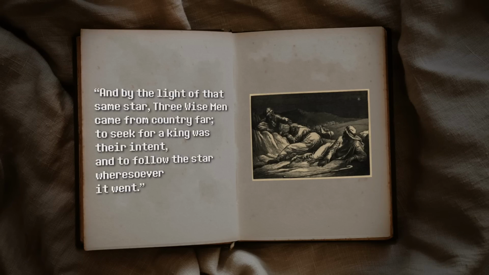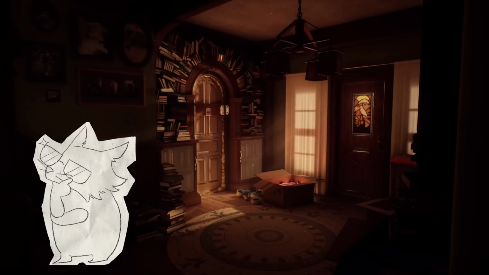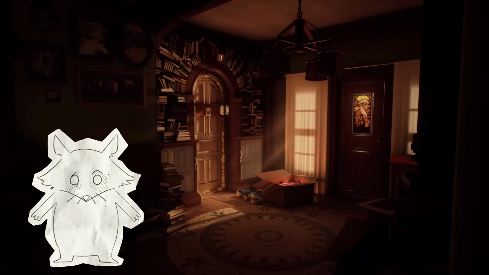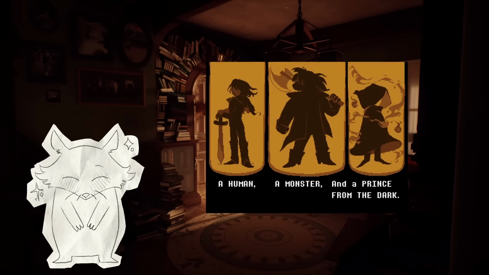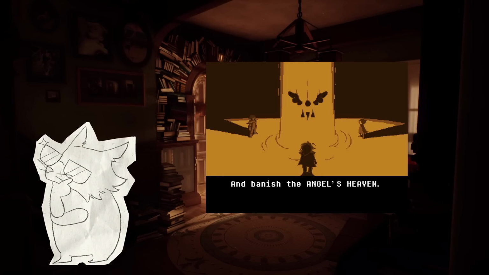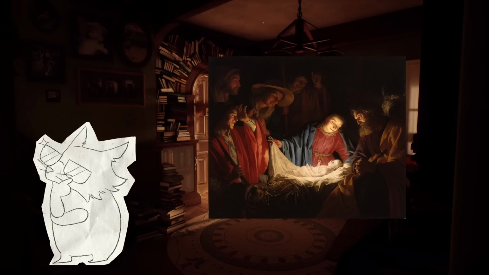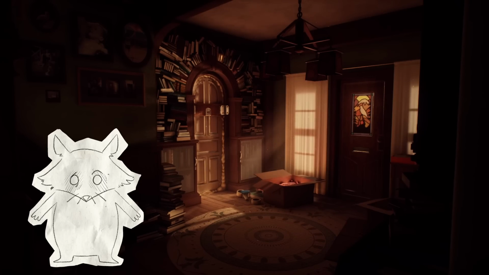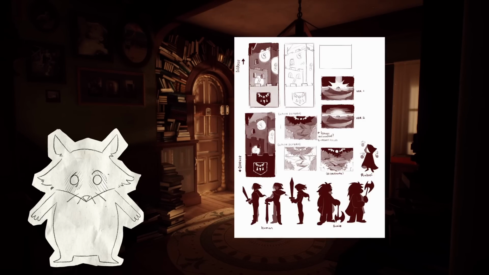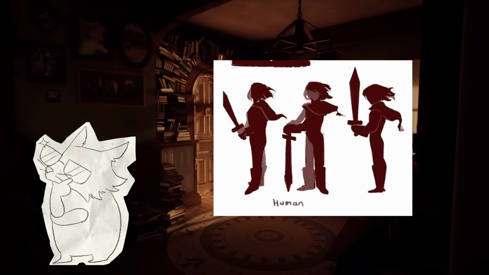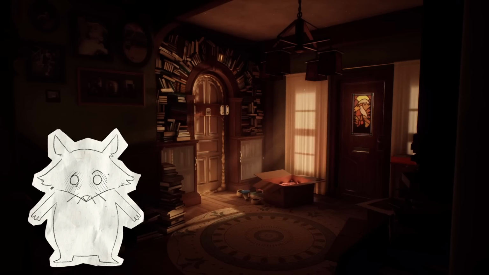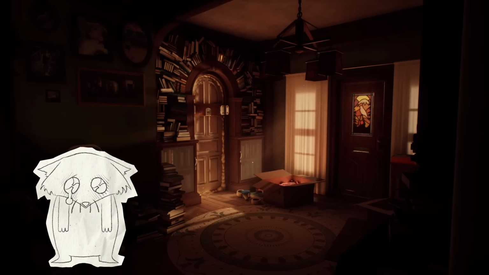Here, things get messier. You can take this in a couple directions. Maybe the 3 wise men are the heroes of prophecy, human, monster, and prince from the dark. That would position the angel's heaven as Kris. Again, the star in the carol lands on Christ. This could make sense. There's evidence that Kris isn't actually the human in the prophecy. A piece of concept art labels Rousey as the prince, Susie as the monster, but human as the human. But at the same time, this doesn't quite align with the prophecy.